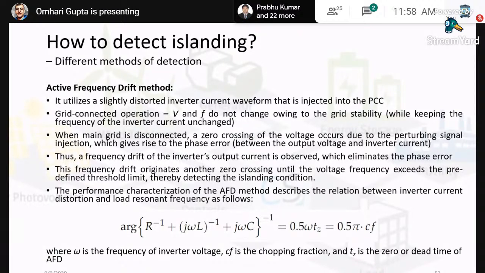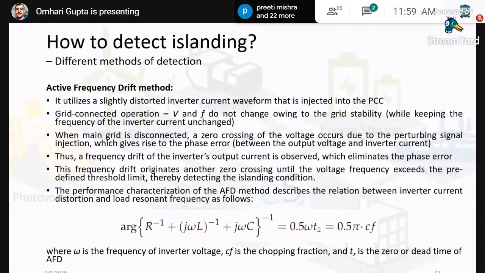Okay, when the grid is disconnected, a zero crossing of the voltage occurs due to the perturbing signal injection that gives rise to the phase error between the output voltage and the inverter current. Based upon this phase error, a frequency drift will be there, which eliminates the phase error. Okay, this frequency drift originates another zero crossing until the voltage frequency exceeds the predefined threshold limit. Thereby, you can detect the islanding condition.